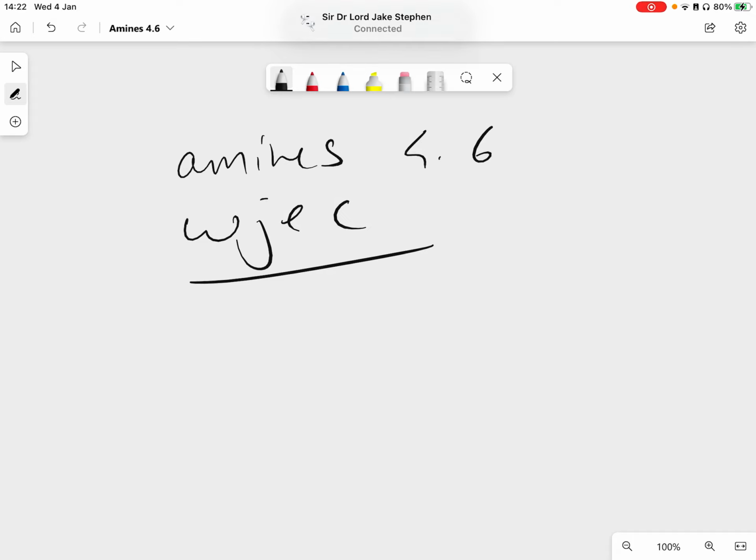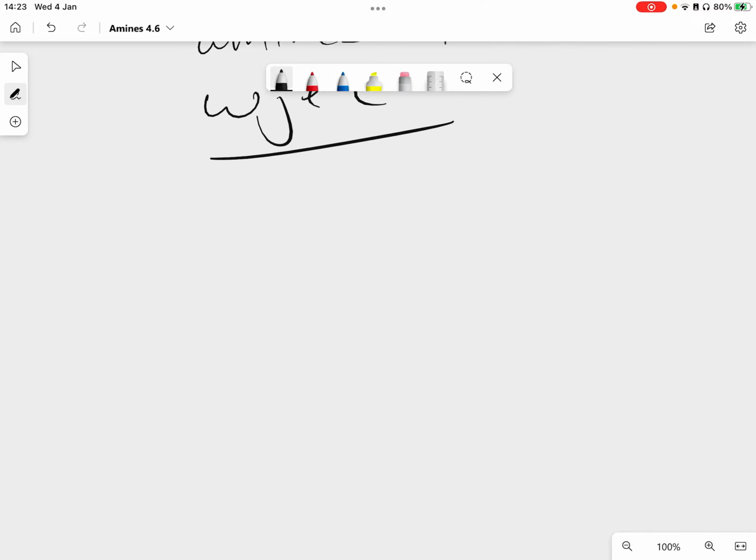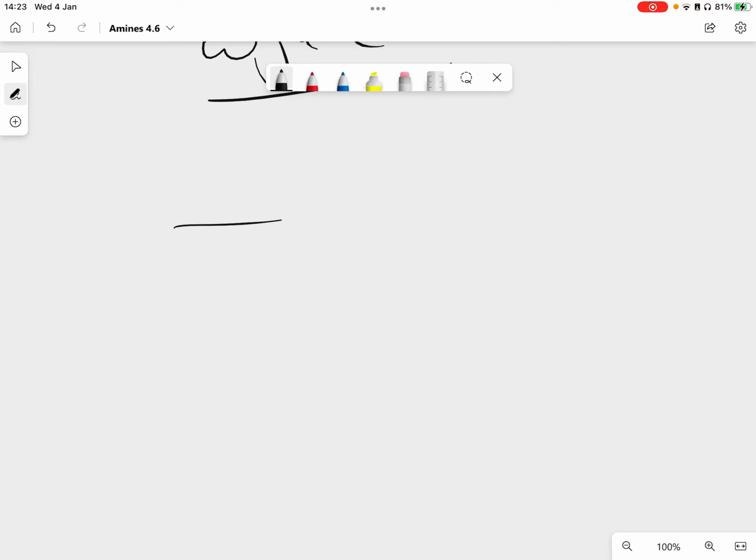Okay, so moving on to Unit 4.6 of the WJEC A-Level Chemistry. We move on to amines. Now we're going to look at just the basics to start off with. An amine starts off with the name we give it. So we know that the suffix would be amine.